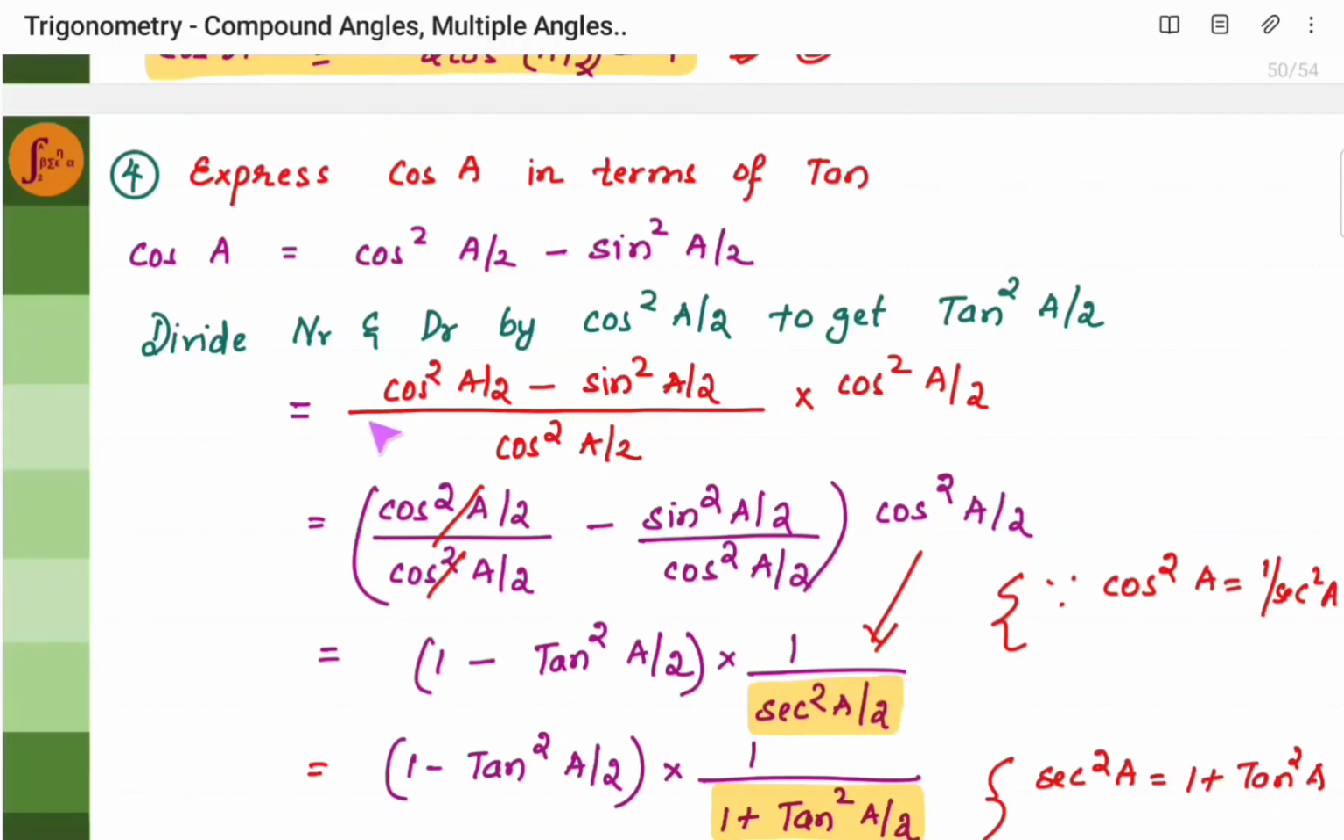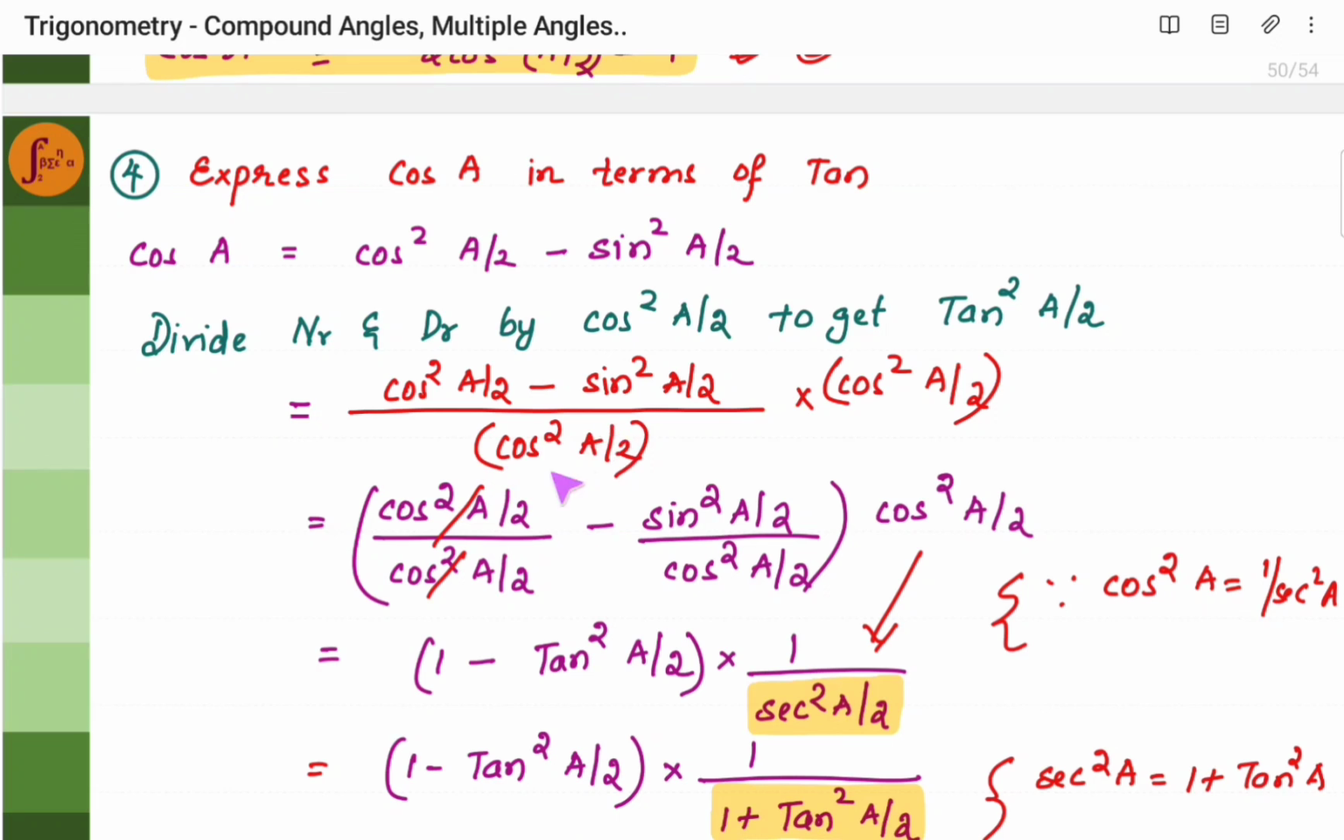We'll use this formula. Since we need to get tan, simple, we need to get sine by cos. Only if we get sine by cos, we'll get tan. So what you do? Same thing. We'll multiply and divide by cos square a by 2. So what will happen now? I'll split this, right? I'll write it as cos square a by 2 by cos square a by 2 minus sine square a by 2 by cos square a by 2, right?